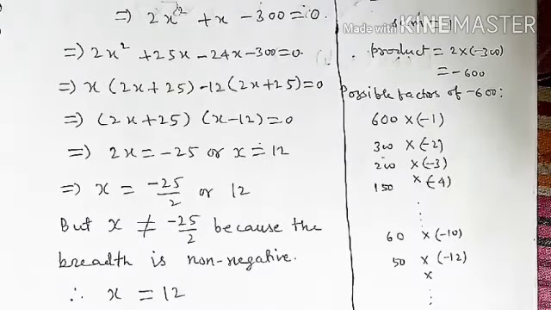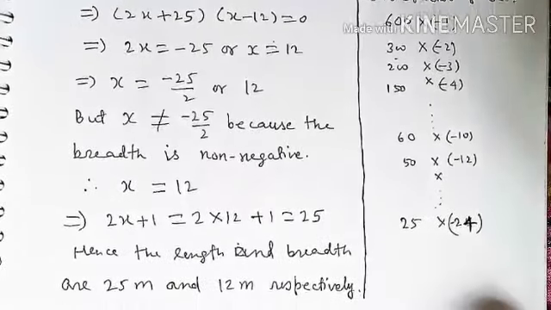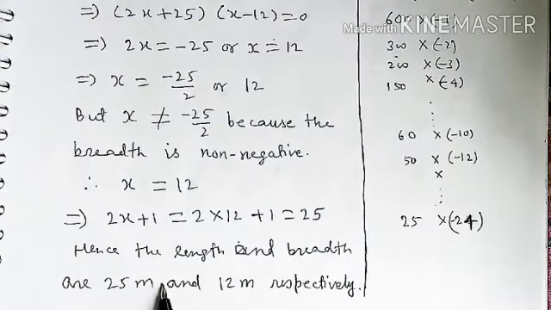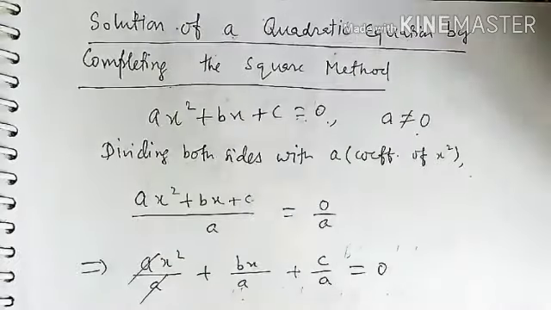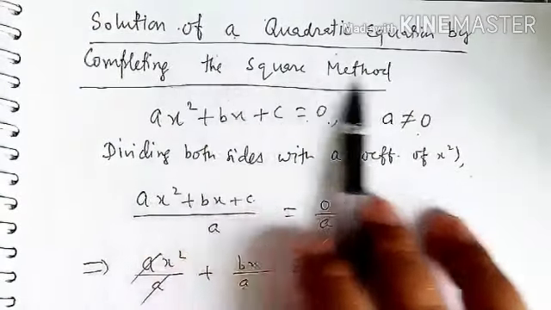We have taken x as breadth. So x is 12, and then we get length is equal to 25. Hence the length and the breadth are 25 meter and 12 meter respectively. So the way is to convert the word problem into mathematics and get a quadratic equation. Then use the factorization method. Now, solution of a quadratic equation by completing the square method.